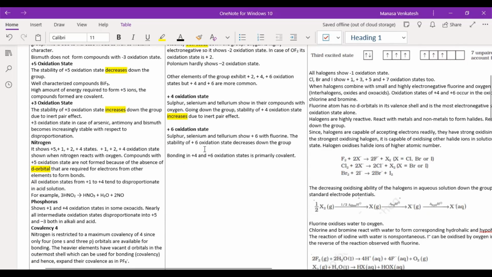+6 oxidation state, on the other hand, the stability of this decreases as we go down the group. Remember, notice there are some similarities. Here it was +5 and +3, and +5 decreased as we go down the group. And this is the same case over here. As +3 increased as we go down the group, similarly, +4 increases as we go down the group. The reason is actually the same. Now, sulfur, selenium, and tellurium, they show +6 oxidation with fluorine. Here it was with oxygen. Here it is with fluorine. Bonding in +4 and +6, they are basically covalent in nature.